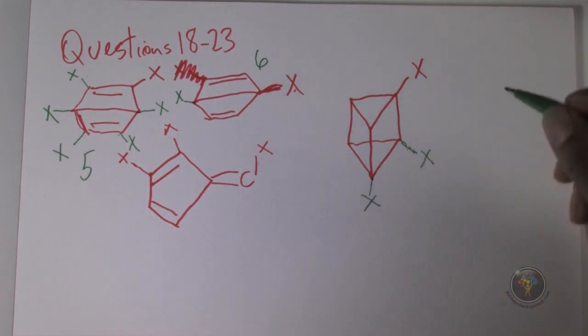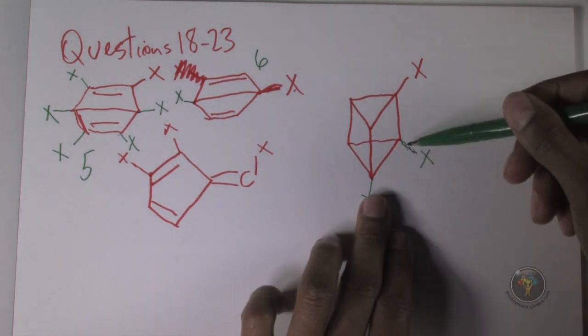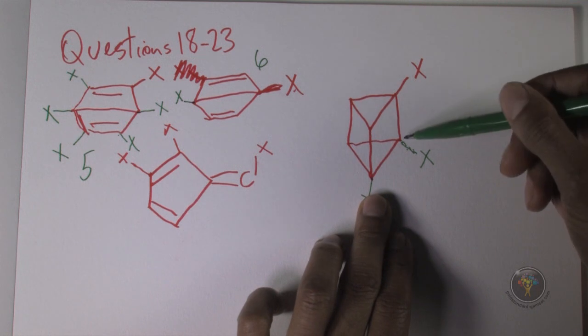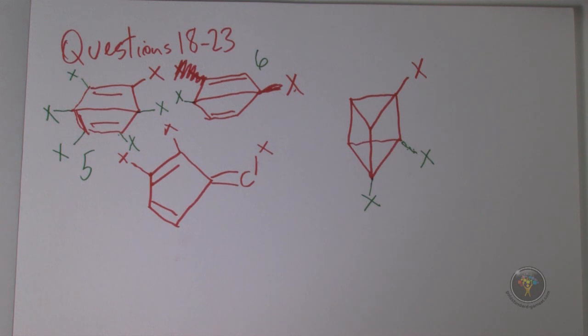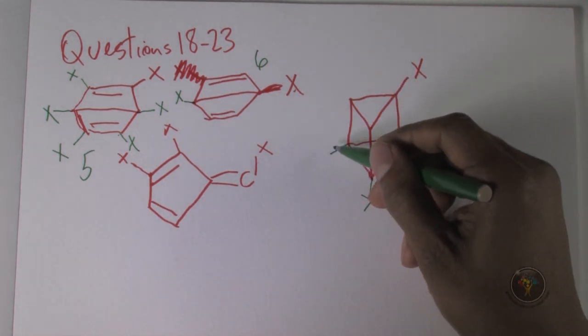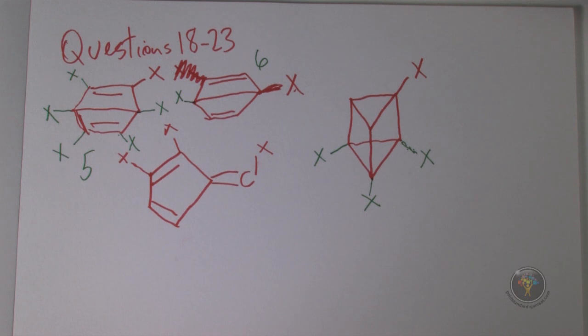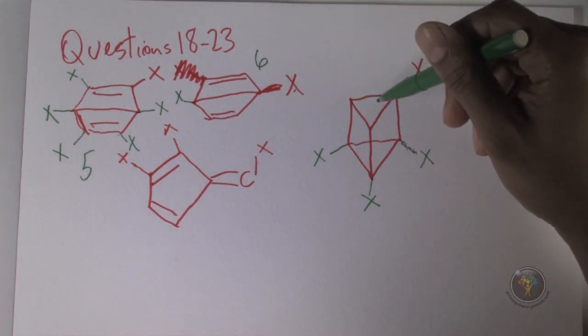Now, can you see that these are 2 different positions? Because in this position, it has a single bond directly to it. In this position, it is opposite. So these are definitely 2 different types of stereoisomers. Then we can put it down here. So this is a third possibility. And let's see. So we have at least 3 that we can see.